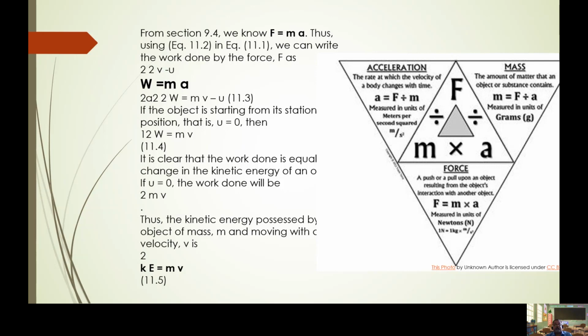If the object is starting from a stationary position, that is u is equal to 0, then W is equal to half m v squared. It is clear that the work done is equal to the change in the kinetic energy of an object. If u is equal to 0, the work done will be half m v squared. Thus, the kinetic energy possessed by an object of mass m and moving with a velocity v is KE is equal to half m v squared.